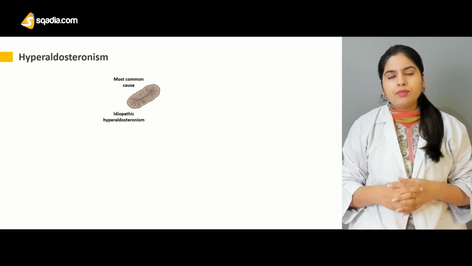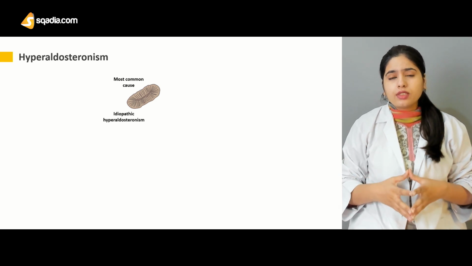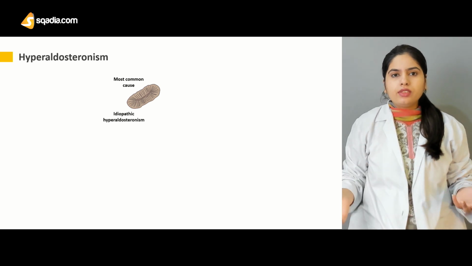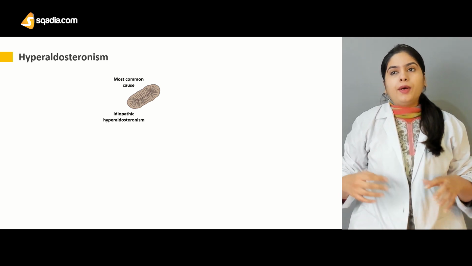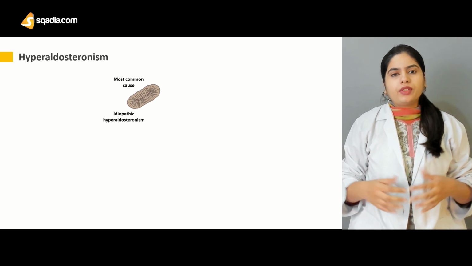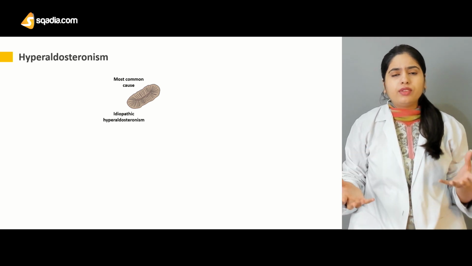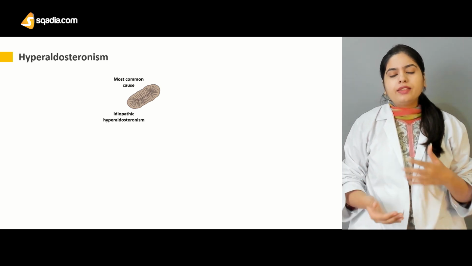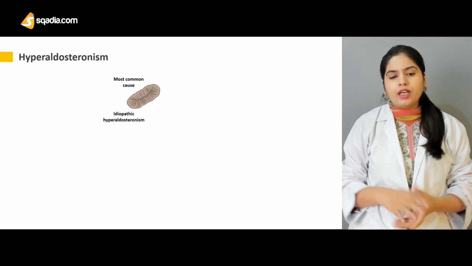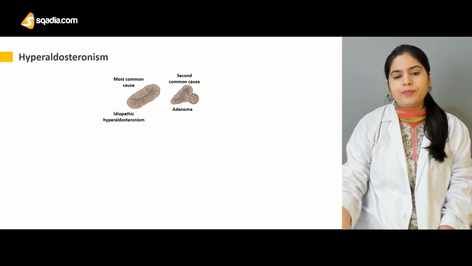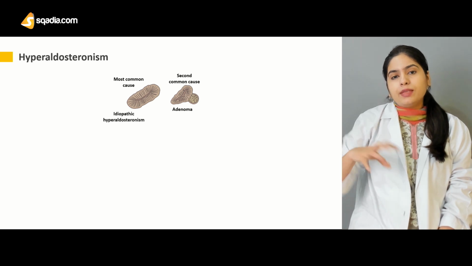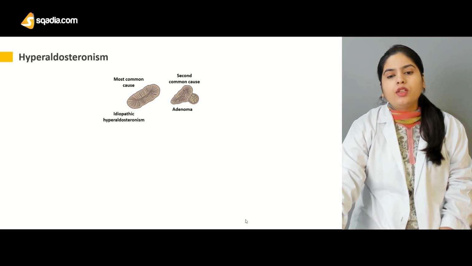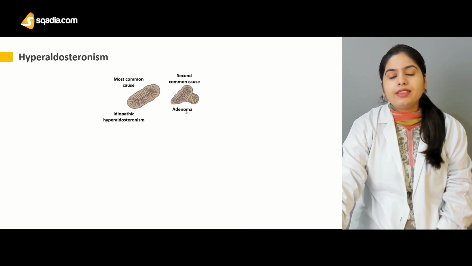As I told you, it can be because of the overactivation of the renin-angiotensin system. Now, the overactivation of the renin-angiotensin system can be due to any reason, because of a blood pressure regulation problem, because of any heart condition, or because of any liver or respiratory problem as well. Now, when there is idiopathic hyperaldosteronism, it will cause the same symptoms as the secondary cause of hyperaldosteronism.